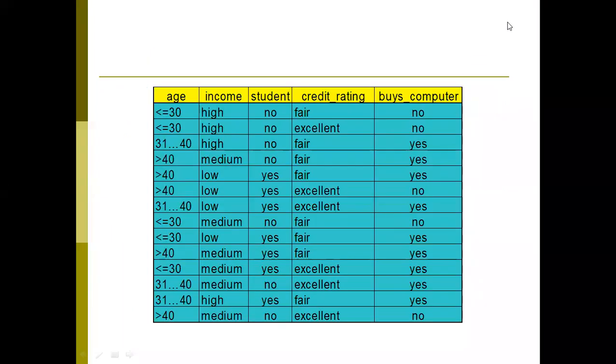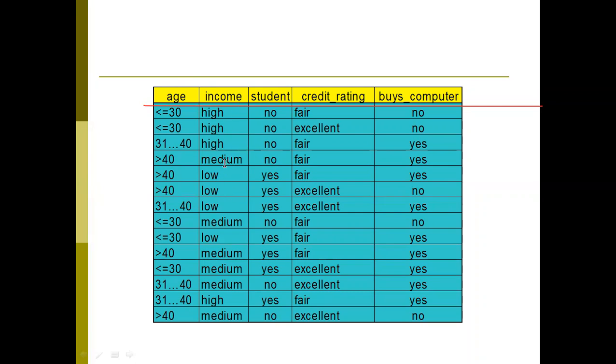Suppose, assume this is one of my data sets. Under this data set, what is the X value here? For this X, I'm going to take the attribute income, and under income there are three different values, right? Under the income attribute, three values are there.